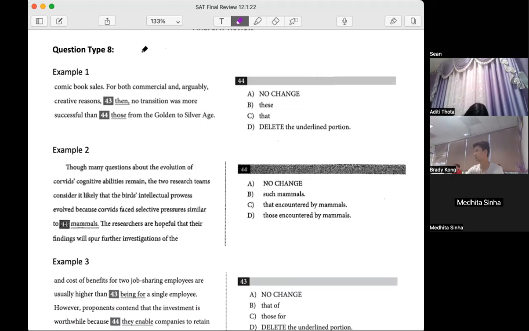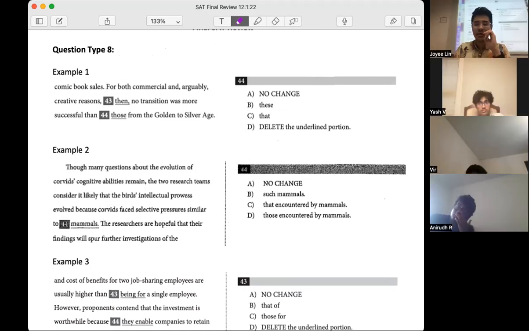They are not participial phrases. They are not gerund phrases. They are now pronouns. Wait, what? What did you say, Veer? Was it Veer or Yash?